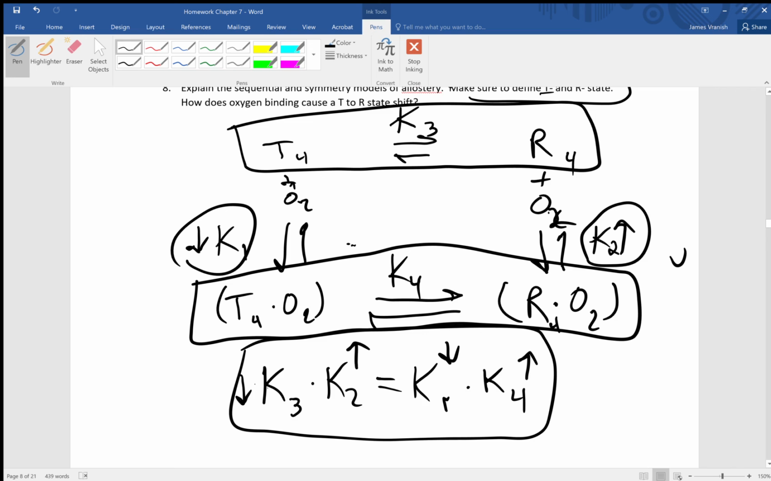So literally with oxygen binding here, because the R state binds oxygen more tightly, this means that once oxygen is bound, the equilibrium for the T and R state has to lie more to the R state with that oxygen bound. It just has to mathematically, thermodynamically. And that is it for question number 8.